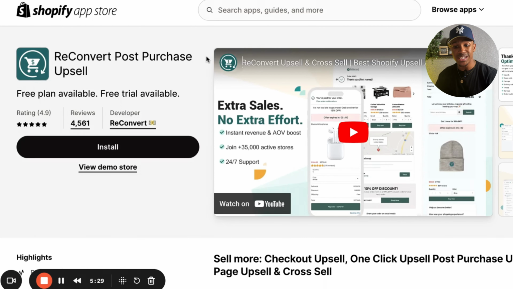Okay, now a great app to utilize to make sure that you get people to buy your upsells is this app called Reconvert, which is more so like a post-purchase upsell. You know what I mean?